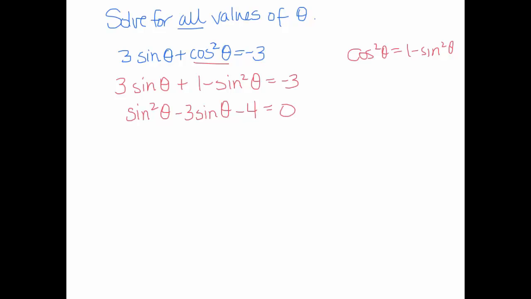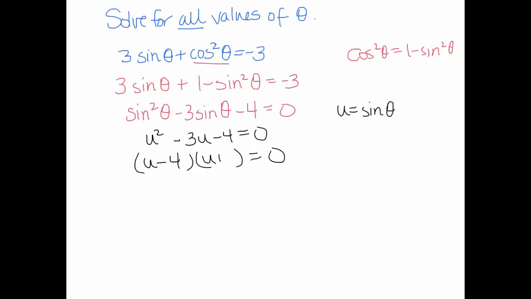Now if you're not comfortable with factoring that, think about maybe doing some substitution. If you let u equal sine theta, this really says u squared minus 3u minus 4 equals 0. And then you should be comfortable factoring that, which would be u minus 4 times u plus 1. And then we can put the sine theta back in place for the u. Like that. If you feel comfortable going from here to here without doing that u substitution, please feel free to do that.